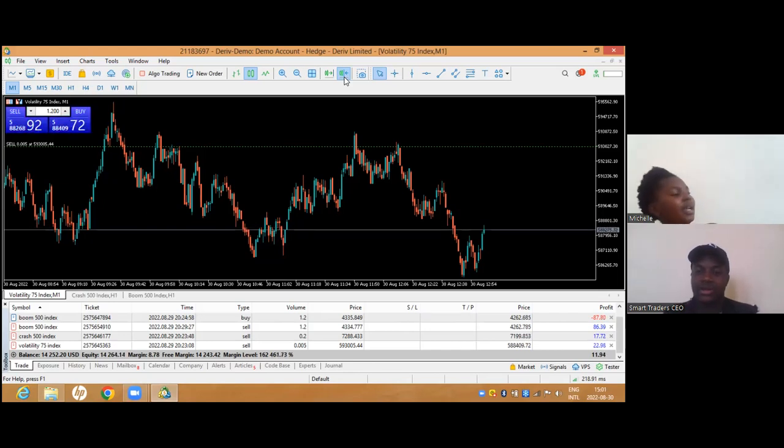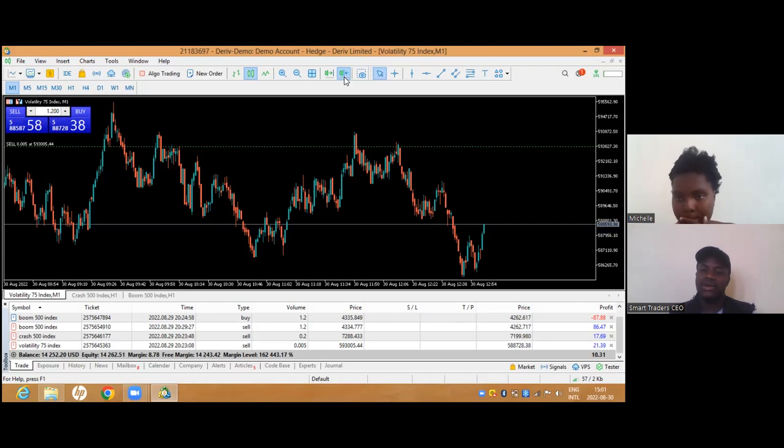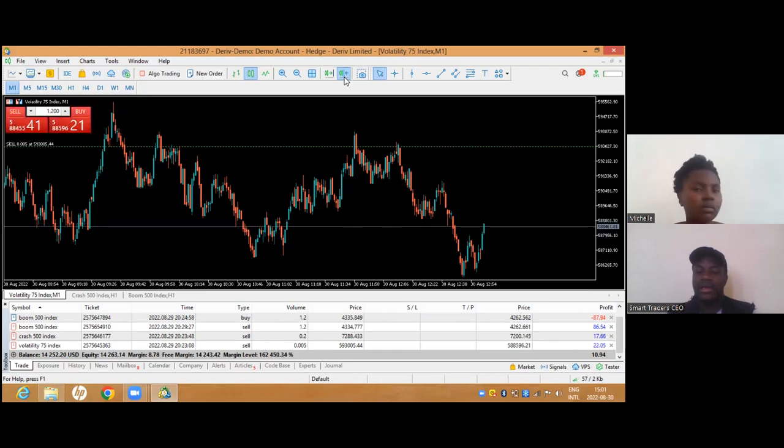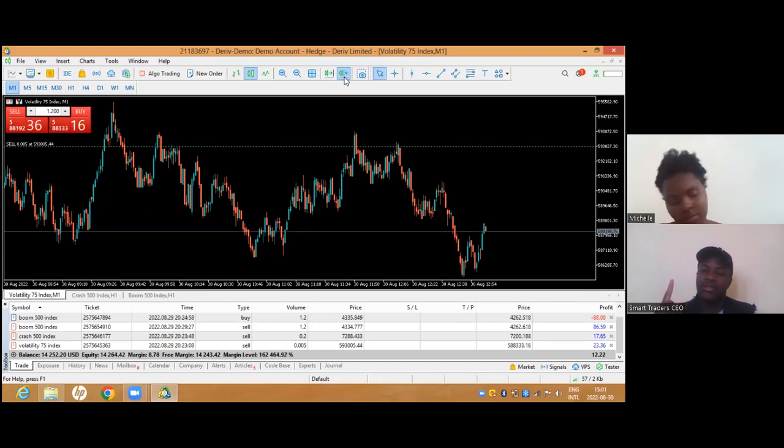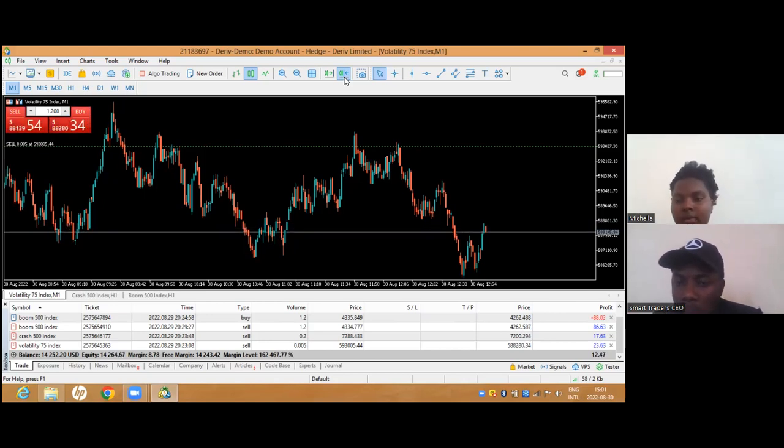Okay. So these candles are the ones that make you or lose you money. These candles that you are seeing. So if you go to 5 minutes, it means one candle on the 5 minute time frame is equal to 5 candles on the 1 minute time frame. Right?